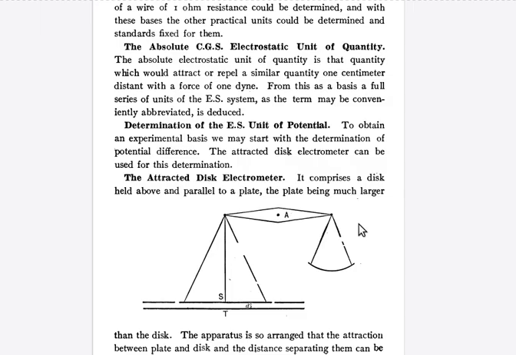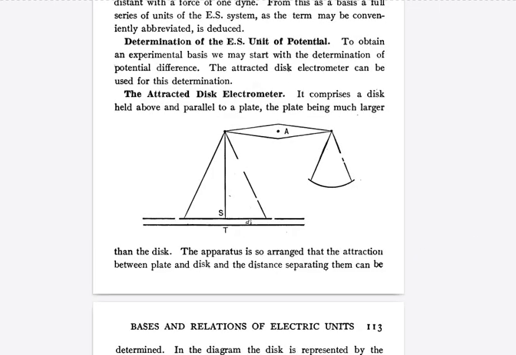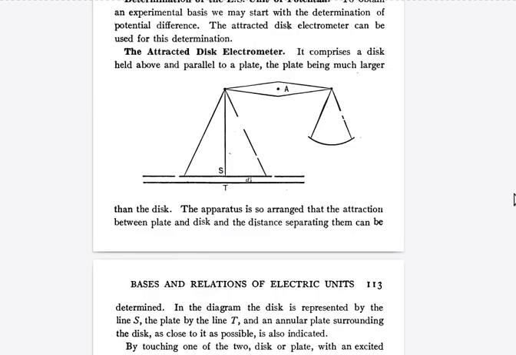To obtain an experimental basis, we may start with the determination of potential difference. The attracted disk electrometer can be used for this determination. The attracted disk electrometer comprises a disk held above and parallel to a plate, the plate being much larger than the disk. The apparatus is so arranged that the attraction between plate and disk and the distance separating them can be determined. In the diagram, the disk is represented by the line S, the plate by the line T, and an annular plate surrounding the disk, as close to it as possible, is also indicated.